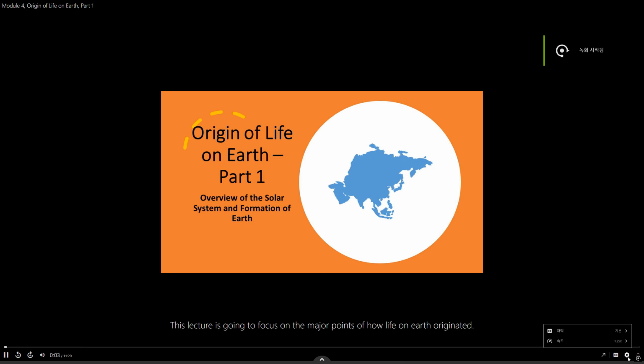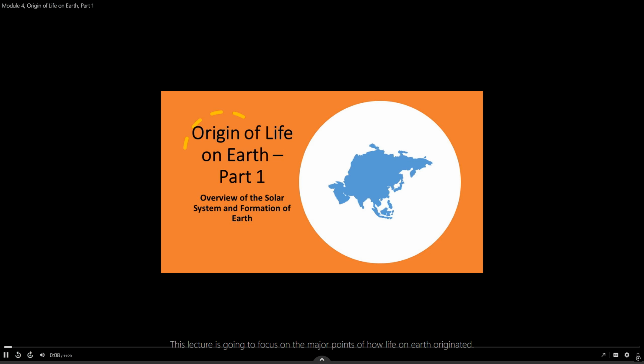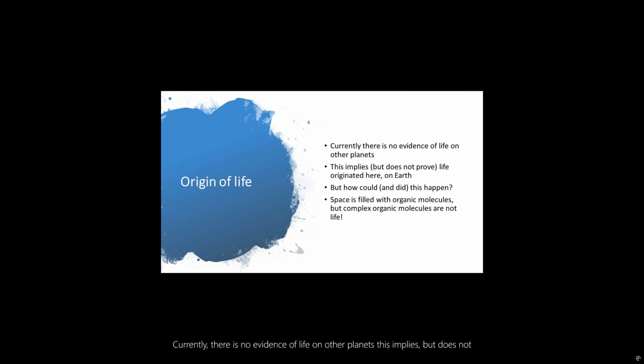This lecture is going to focus on the major points of how life on Earth originated. Currently, there is no evidence of life on other planets. This implies, but does not prove, that life originated here on Earth. The question is how could and how did this happen? Space is filled with organic molecules, but complex organic molecules are not life.